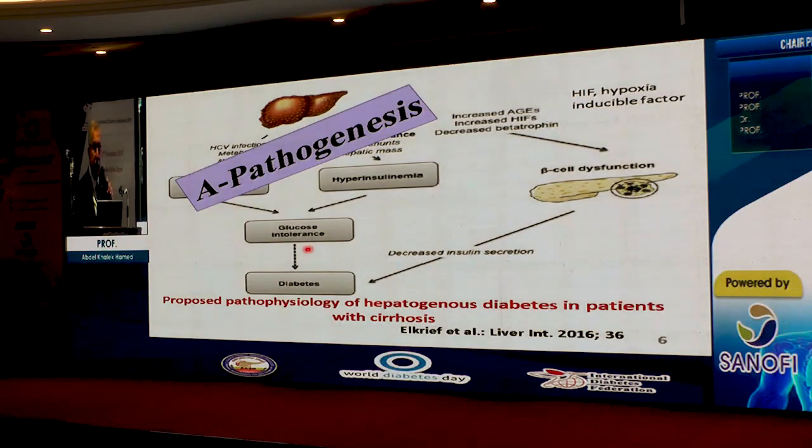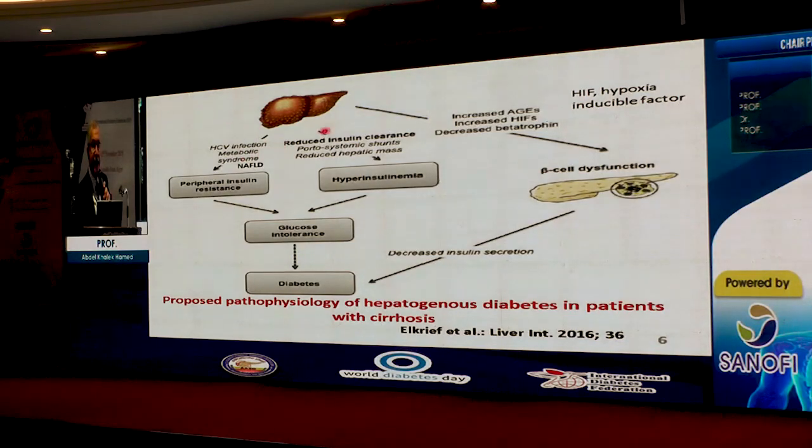Now, for more details regarding the pathogenesis, how does a cirrhotic liver cause diabetes? If there is HCV infection or metabolic syndrome, there is peripheral insulin resistance. The cirrhotic liver itself has reduced insulin clearance due to the portosystemic shunt and the reduced hepatic mass, meaning hyperinsulinemia. This will lead to the glucose intolerance.